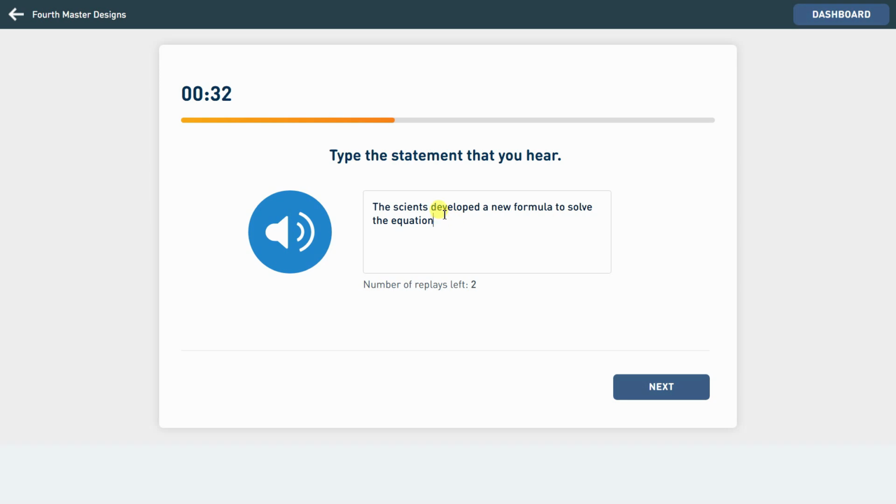But my suggestion is, you always write. Let me first click again. The scientists developed a new formula to solve the equation. To solve the equation, let's put full stop. The scientists, SCIENTISTS. Okay, developed a new formula to solve the equation. Now, because I'm not using headphones, and I think in the exam you also cannot use them, I am a little bit confused here whether it is scientist plural or not, but I think it is singular.